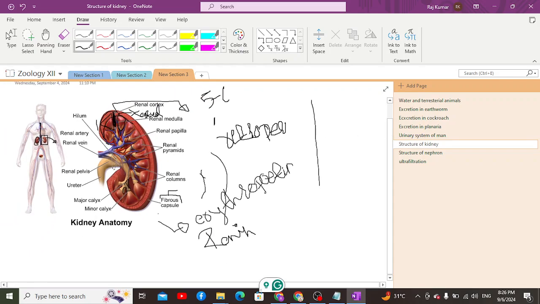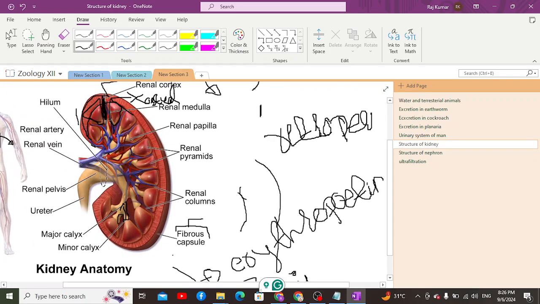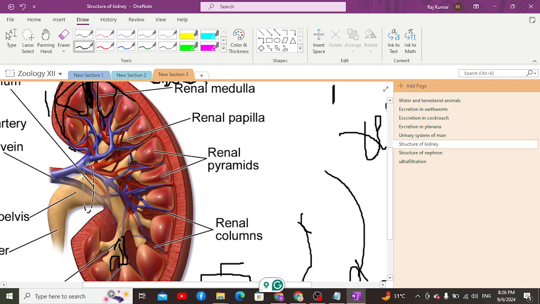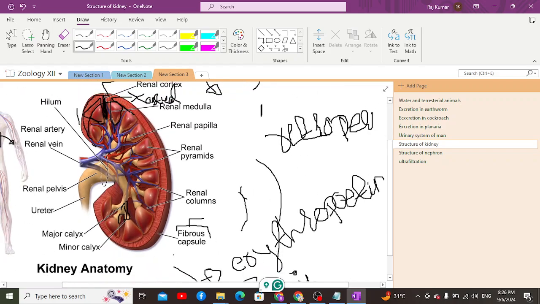One more thing that I would like to highlight over here: the outer region is known as the cortex, and the internal region is known as the medulla. It is a darker region.